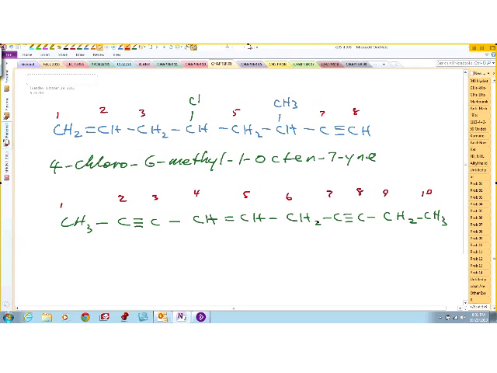Now let us name this. We have to name this as an alkene, and the double bond is in what position? 4. Okay. So we say this is 4-ene, hyphen, the triple bond in what position? 2 and 7, right? You have 2,7-diyne.